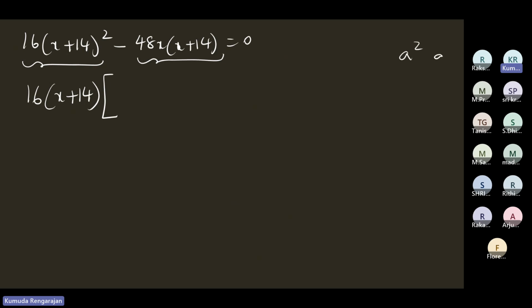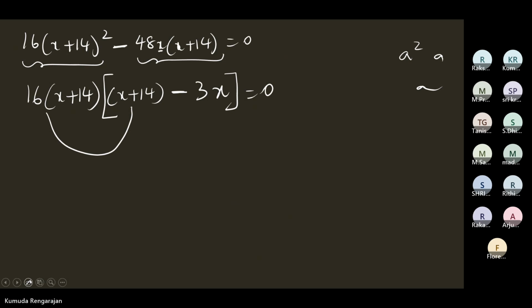Like between a square and a, a is common. Like that. So 16 into x plus 14 is outside. You'll have to multiply by another x plus 14 so that we get the product as 16 into x plus 14, the whole square, the first term. Then this minus sign as it is. 16 into 3 is 48. And that x we need, that x is not there. So this x and x plus 14 is already there outside, is equal to 0.